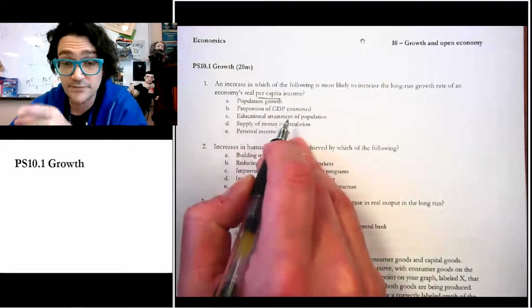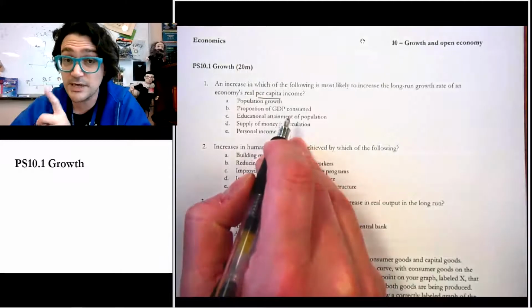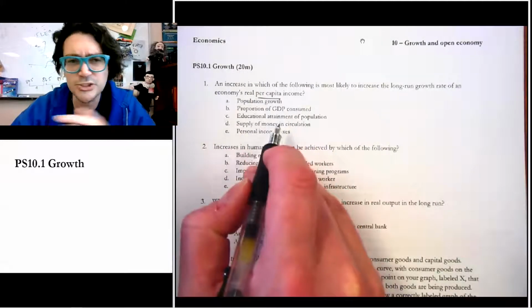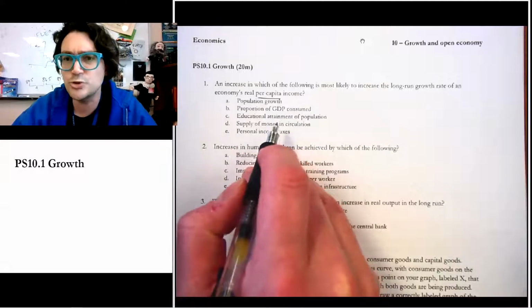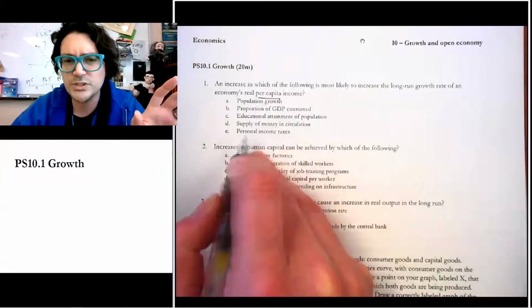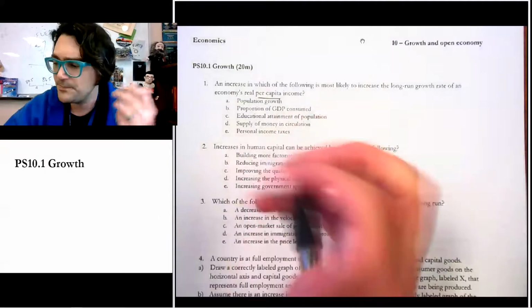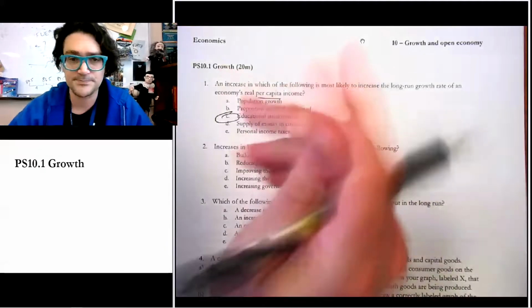Educational attainment of the population. Now that's about human capital. So that one's probably going to be it. Supply of money in circulation. No, we know that money supply is neutral to long run output. And personal income taxes are unlikely to affect long run growth as well. So the correct answer here is C.